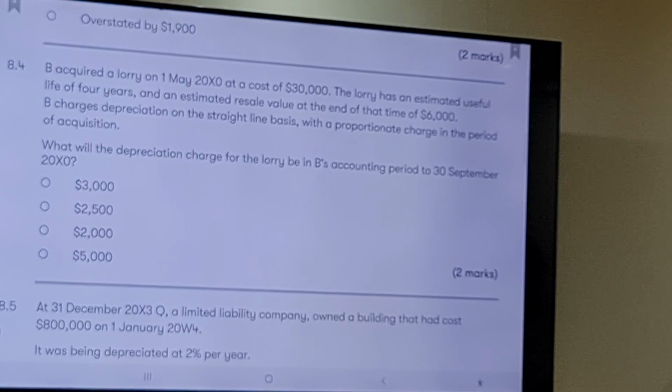What is proportion? Meaning, if you buy an asset in the middle of the year, then you have to calculate depreciation for that number of months, not for the whole year. If it's until 30 September, does that mean you have to start from the next month or including September? Up to 30 September, yes.